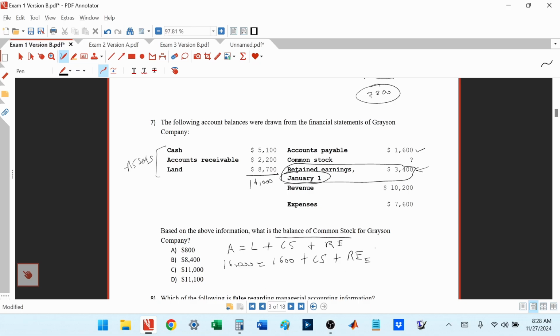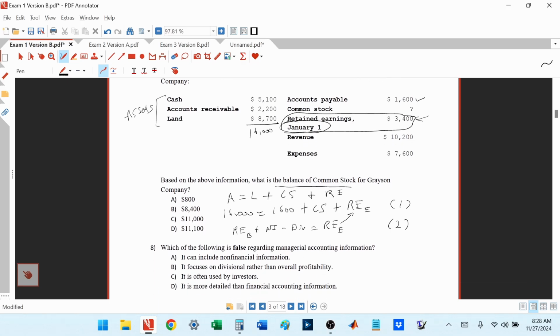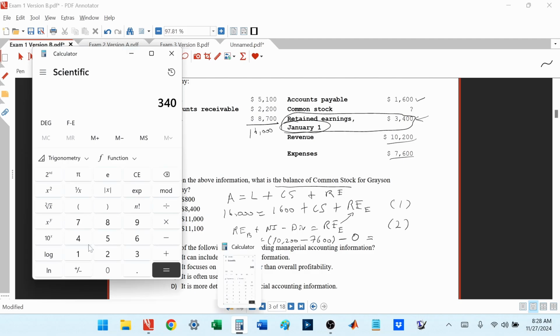So we need to get the retained earnings balance at the end of the year. So we'll use a second equation, the retained earnings equation, which states that retained earnings at the beginning of the year plus net income during the year minus dividends during the year equals retained earnings at the end of the year. And then we can plug that in here once we solve. Retained earnings at the beginning of the year is 3,400. Net income during the year would be the revenues, which were 10,200, minus the expenses, which were 7,600. And then subtract dividends, which are 0 because they don't give them to us. It must be 0. So retained earnings at the end of the year is 6,000.